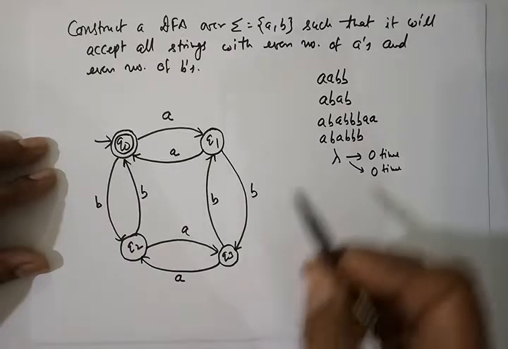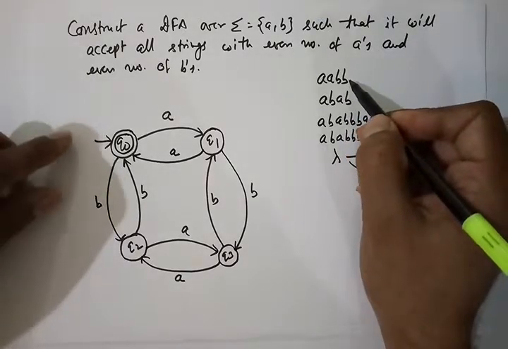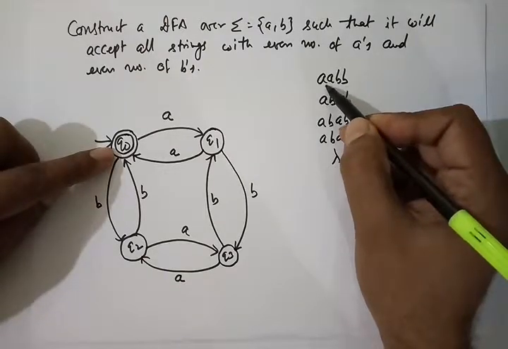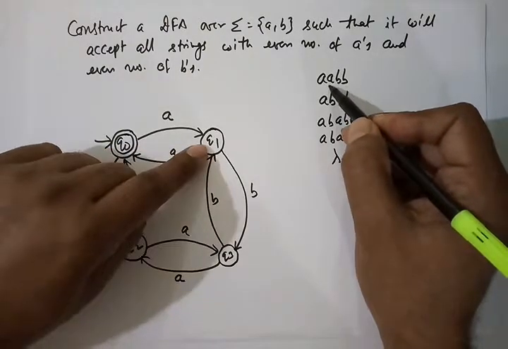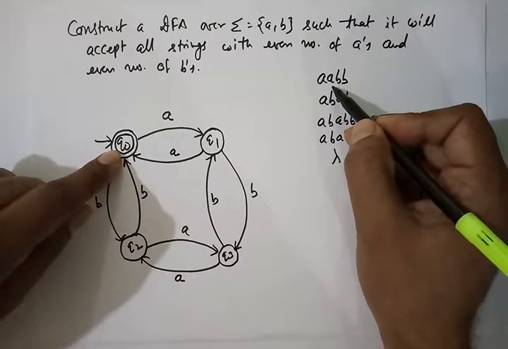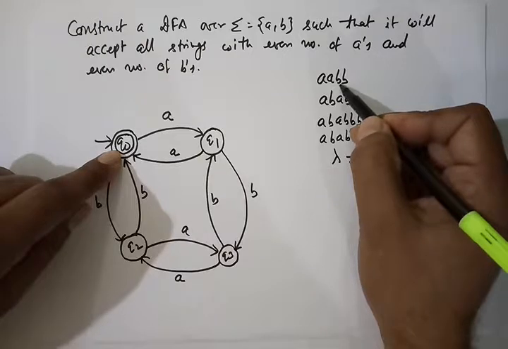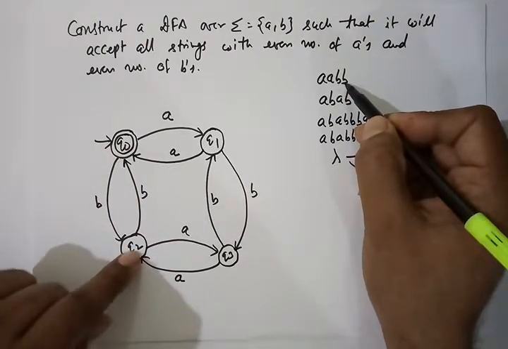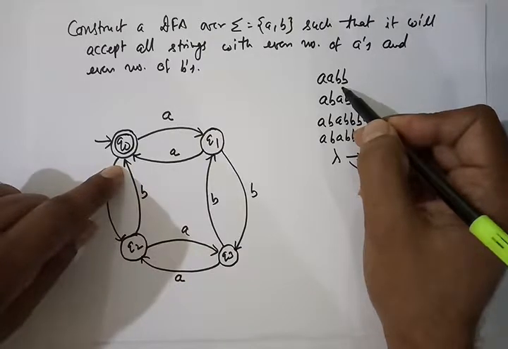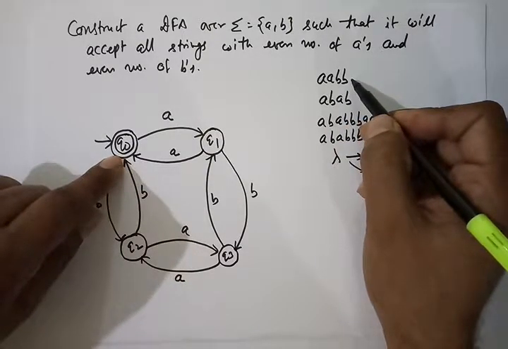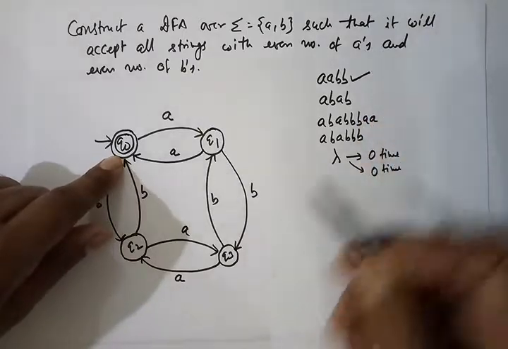Now, we try some strings which we took earlier. AABB: from Q0 on A, we move to Q1. From Q1 on A, again we are at Q0. From Q0 on B, we move to Q2. From Q2 on B, now we come to Q0. All the input symbols are consumed, and we are at final state Q0. So this string is accepted.